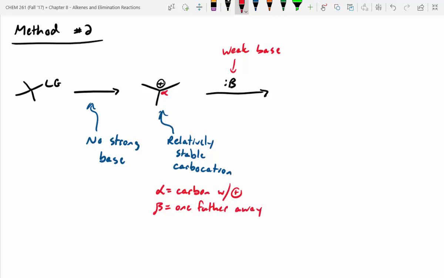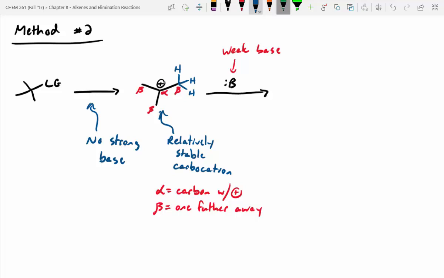Do we have to worry about rearrangements before the elimination? Not in this case, right? Tertiary is already the most stable it can be. So what we want to do is, just like before, identify our beta carbons. And over here we know we've got 3 beta carbons. Does it matter which beta proton we select? No, not in this case.